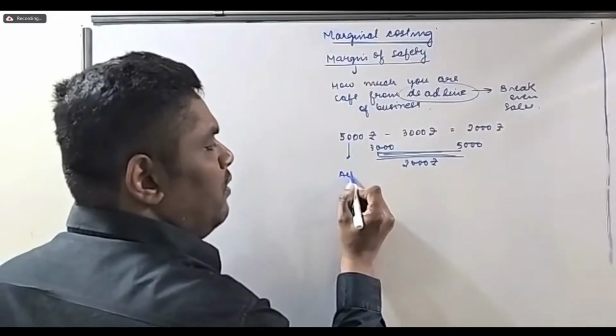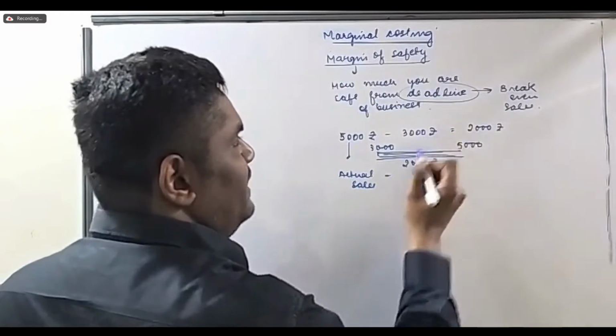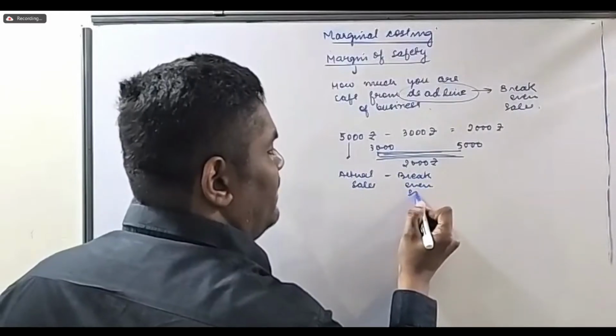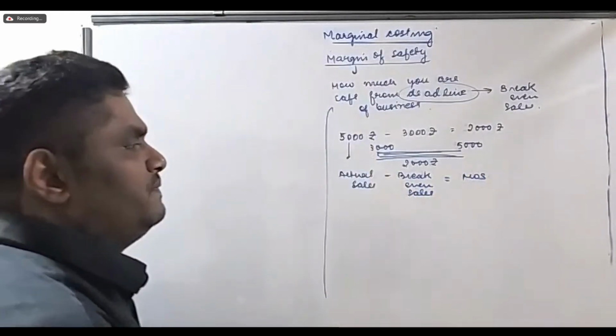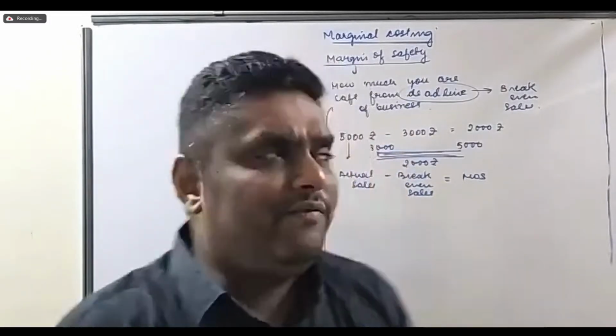5,000 is what? My actual sales. 3,000, that is my deadline, is what? My break even sales. So this is how we will get margin of safety: actual sales minus break even sales. Let's take one more question.